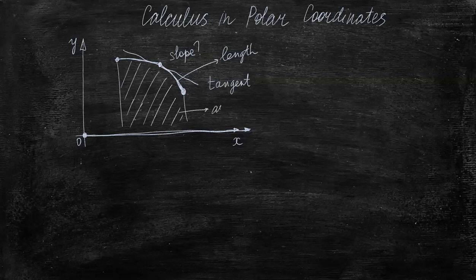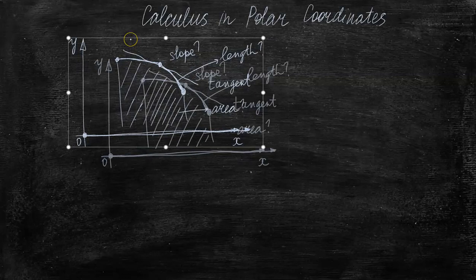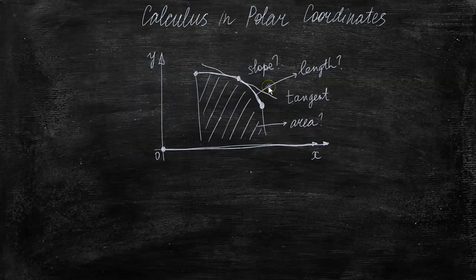So we have some of these basic questions, such as what is the slope, what is the arc length, what is the area, and we can only answer these questions if we know how to do calculus in polar coordinates. It turns out that doing calculus in polar coordinates is actually relatively straightforward if you understand the relation between the equations in polar coordinates and parametric curves.